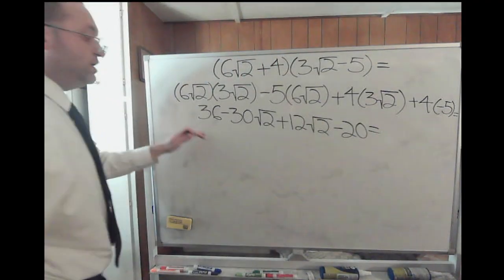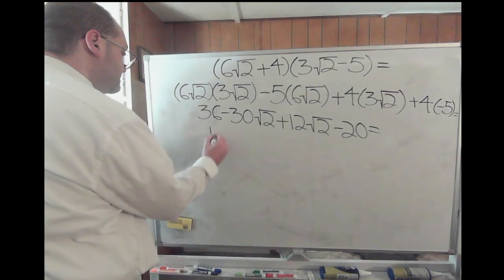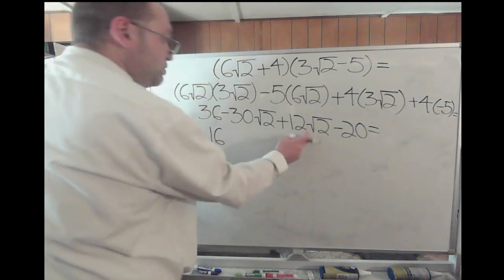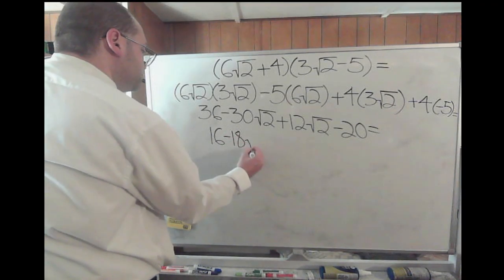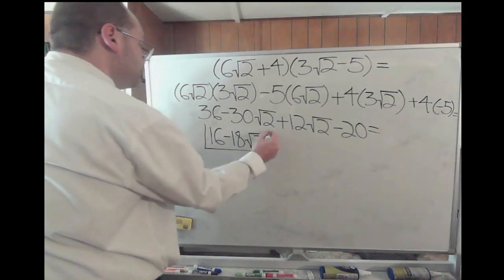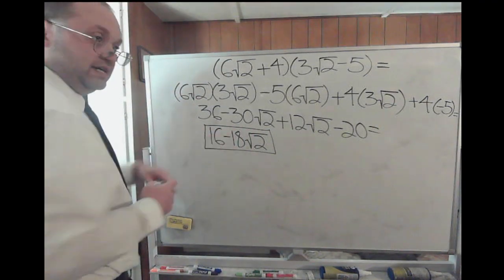So now we can go ahead and simplify this. So 36 minus 20, that's going to give you 16. Then negative 30 times the square root of 2 plus 12 times the square root of 2, that would give you minus 18 times the square root of 2. And we can't reduce this any further, so the answer you should get for this would be 16 minus 18 times the square root of 2.